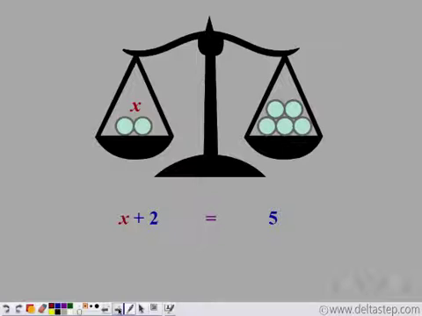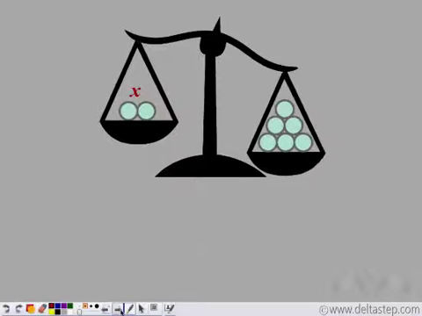Now, what will happen if I add one ball to the right hand side of this scale? So here we'll have 6 balls. So we have x and 2 balls here and 6 balls here. We have added a ball to the right hand side and hence the scale becomes unbalanced. Initially it was balanced, but on adding a ball on the right hand side, it has become unbalanced.